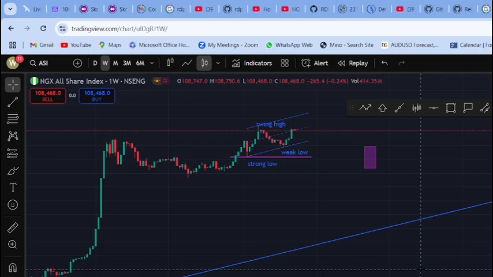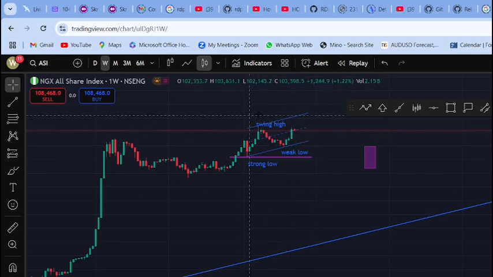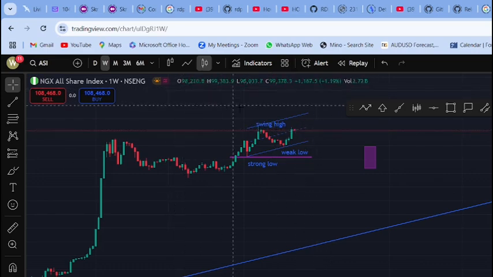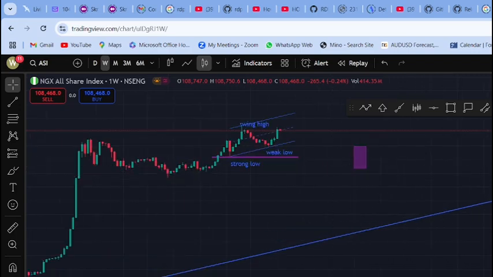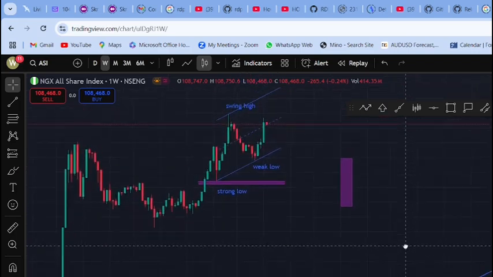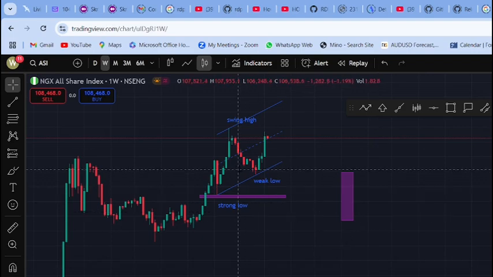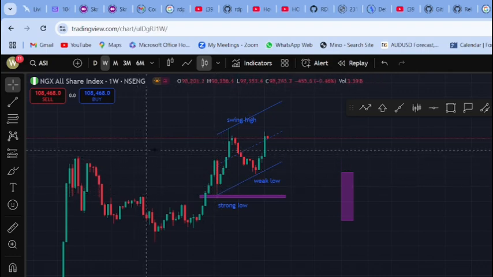All right, let's look at the All Share Index of the Nigerian stock market. This is a new week, and in this new week, we can see that the market is already painting red. And mind you, we have a very significant high, which is a very strong high. If you look at what I have written on my chart here, you can see that this is actually a strong low. Why is it a strong low? Because it is a low that took out the most important high.